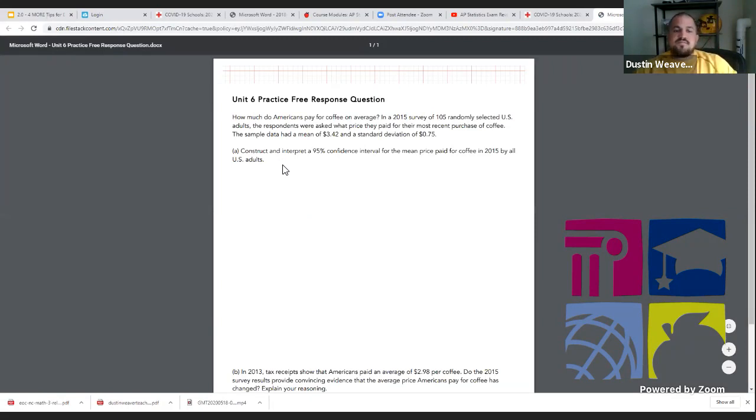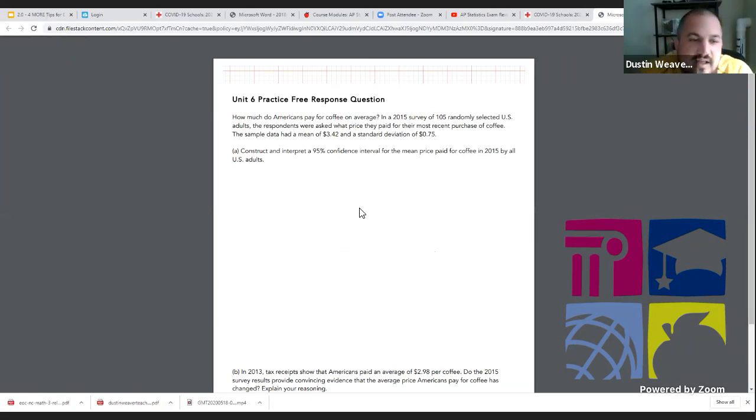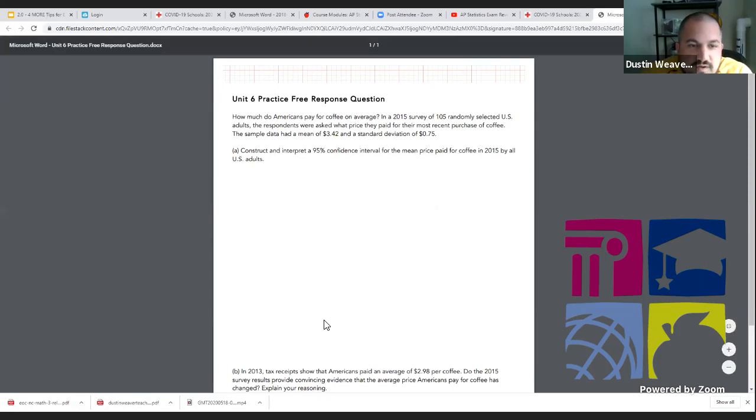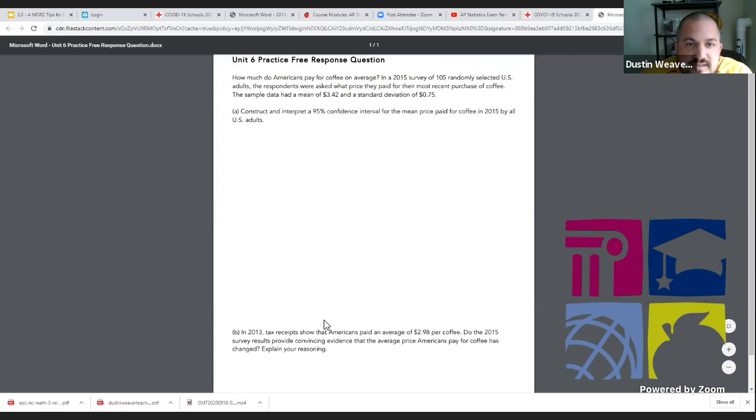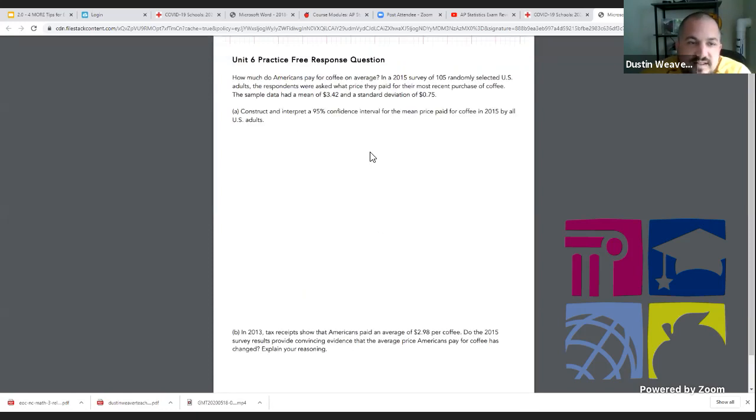question number 2. So, question number 2 says, construct and interpret a 95% confidence interval for the mean price paid for coffee in 2005 by all U.S. adults. So let's look at this, this is a problem for means. So we're going to be using our calculator. We'll be going through basically the same steps, except we're talking about means.